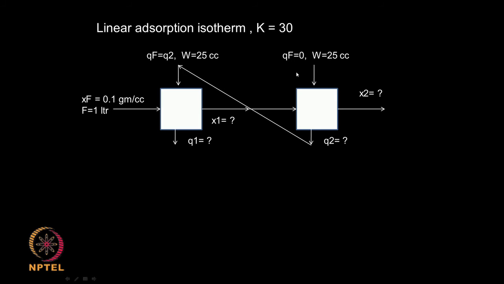I am able to reduce the amount of adsorbent by half, but my efficiency has gone down a little bit. So, it has come down to 57, whereas in the other case, if I add 25 cc fresh in each, I get about 65. Okay. So, that is the advantage of doing a counter current operation, right.